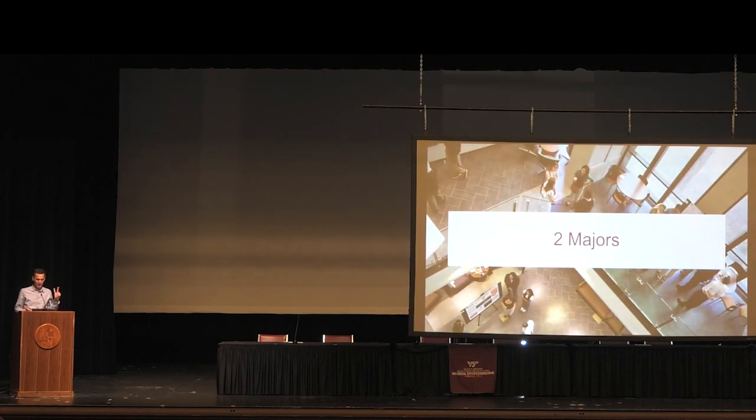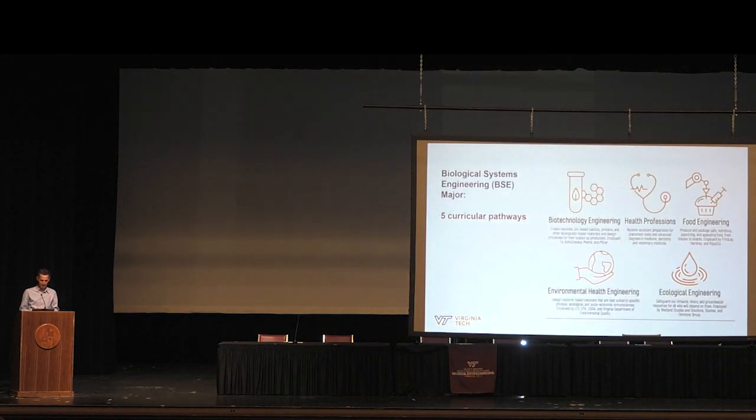So what I want to do is share the two majors that we have within our program. And our first major is called Biological Systems Engineering Major, same name as our program. We have 5 main curricular pathways. The 5 pathways are biotechnology, health, food, environmental health engineering, and ecological engineering. And for the purposes of time today, I'm going to focus on biotechnology.